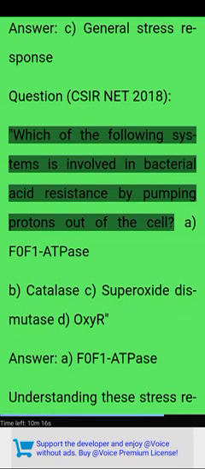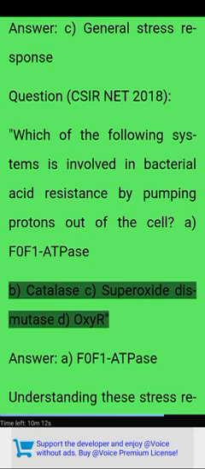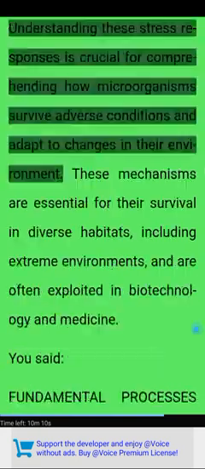Question, CSIR NET 2018. Which of the following systems is involved in bacterial acid resistance by pumping protons out of the cell? A. F0F1 ATPase. B. Catalase. C. Superoxide dismutase. D. OxyR. Answer: A, F0F1 ATPase.